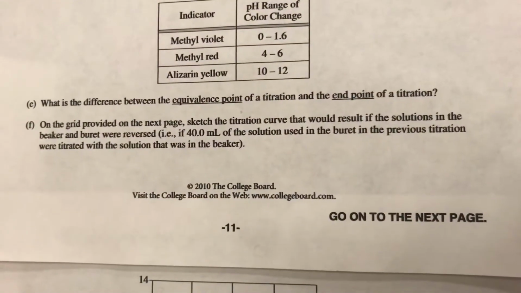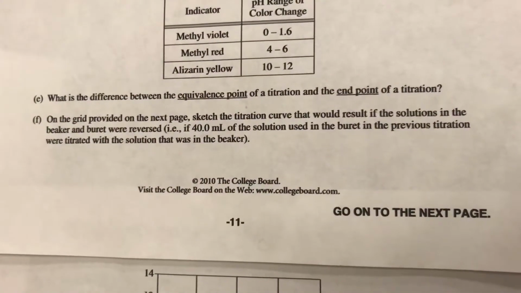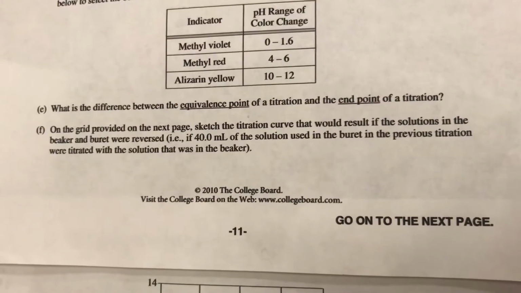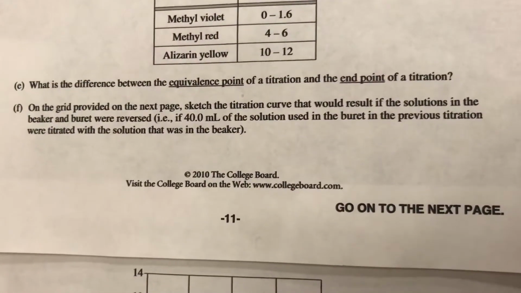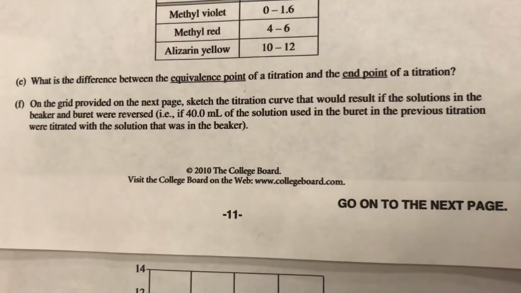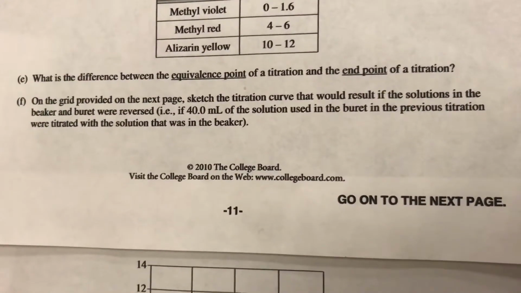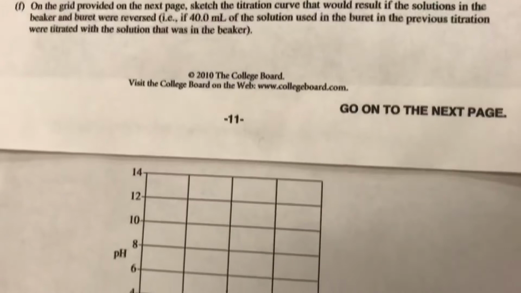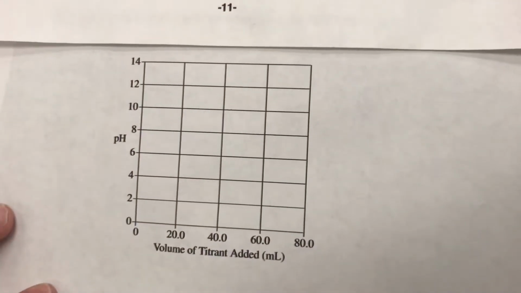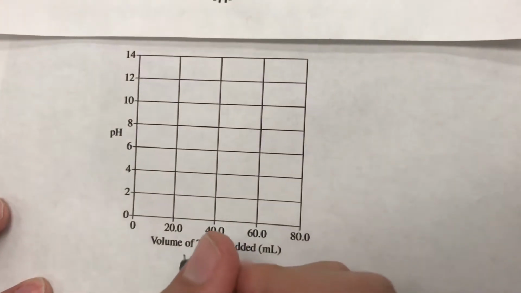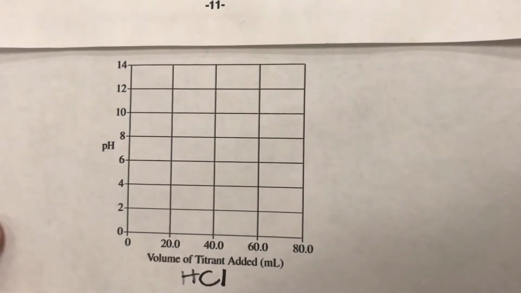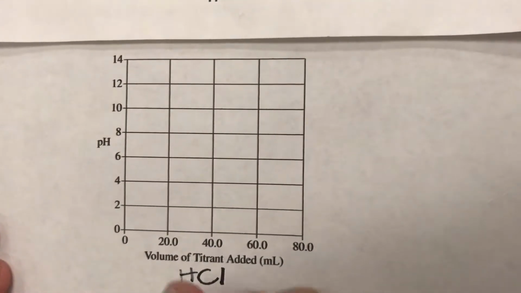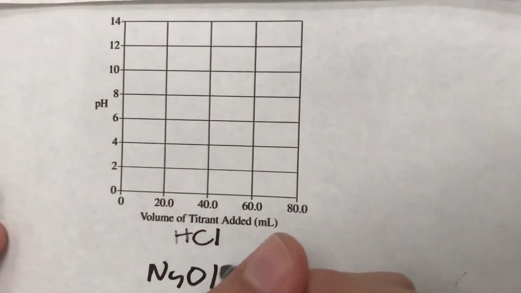F. On the grid provided on the next page, sketch the titration curve that will result if the solutions in the beaker and burette were reversed, i.e. if 40 milliliters of the solution used in the burette in the previous titration were titrated with the solution that was in the beaker. So, for this problem, the titrant added will be HCl. And the initial solution will become the NaOH.